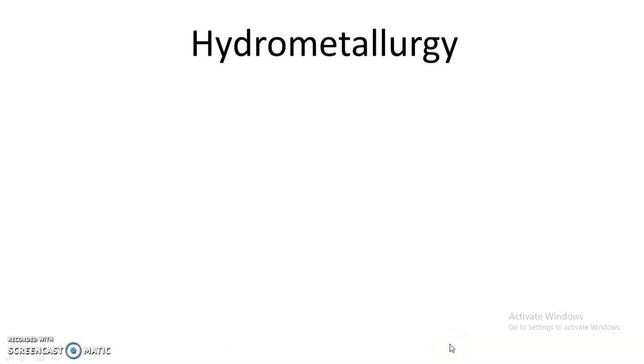Welcome to the online lecture series in organic chemistry, and we are discussing metallurgy. In an earlier video we have seen two types of metallurgies, that is pyrometallurgy and electrometallurgy. The third type is hydrometallurgy. Hydrometallurgy is the most selective method for the separation or extraction of metals from ores, and it is based on the formation of metal complexes.